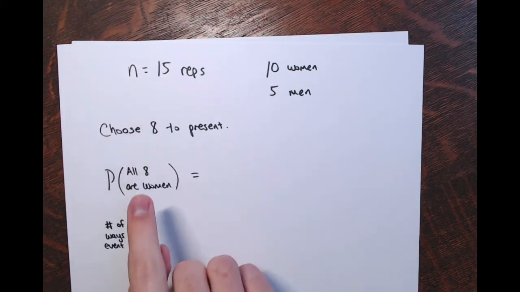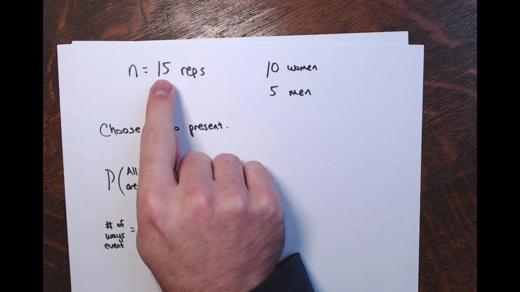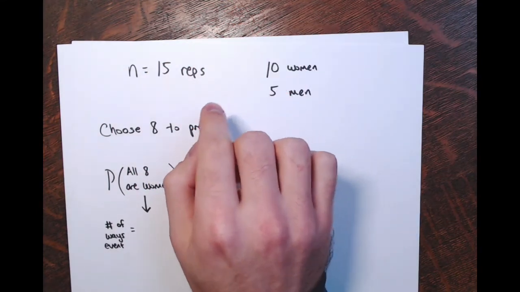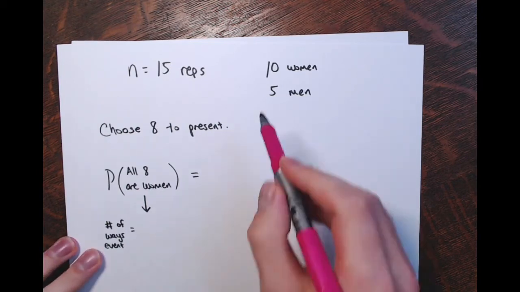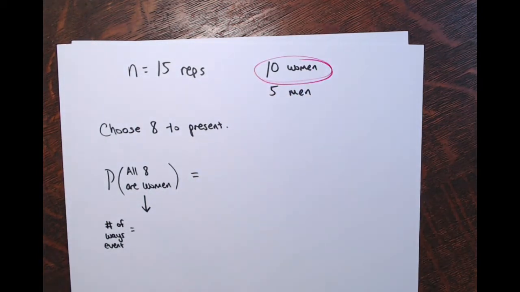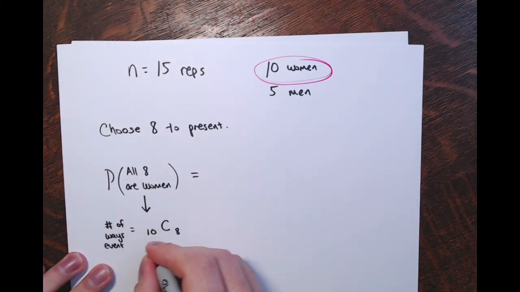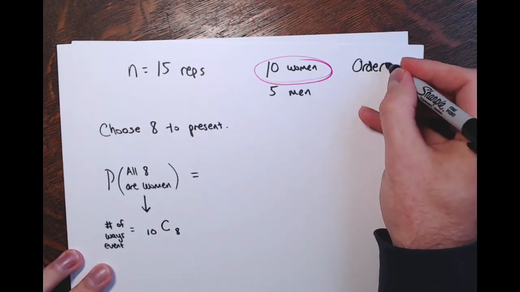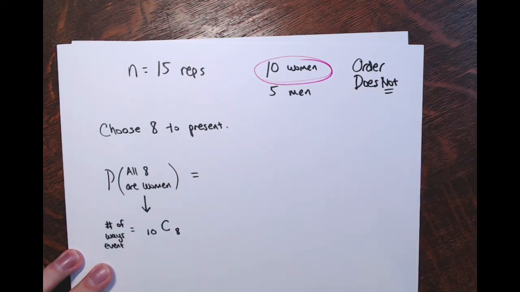I'm not going to choose from all 15 of them because there are some men in there. I want to make all 8 of these people that are presenting women. So for this, I'm selecting from just the 10 women. So I have the 10 women, and I'm choosing 8 of them. Remember this notation for combinations. And order does not matter here. They're just being selected to present, not in any particular order.